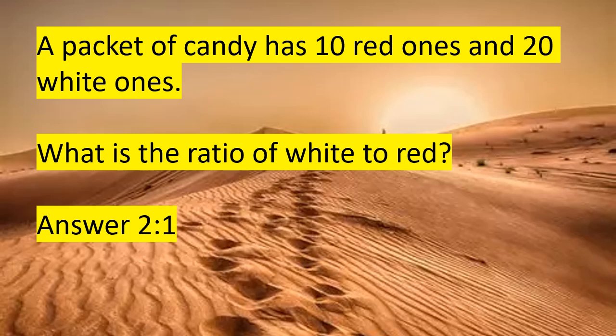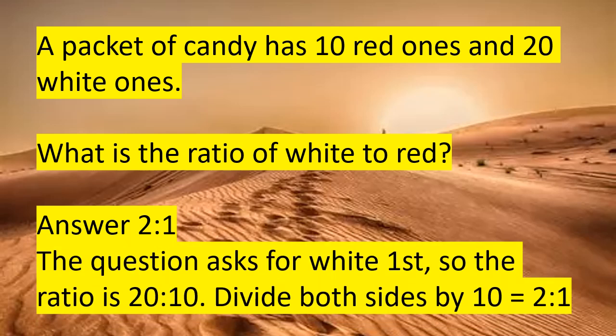How did that come? Well, the question asked for white first, so the ratio is 20:10, and then we divide both sides by 10, which makes 2:1.